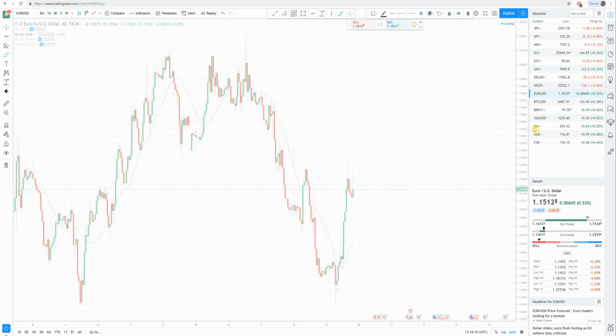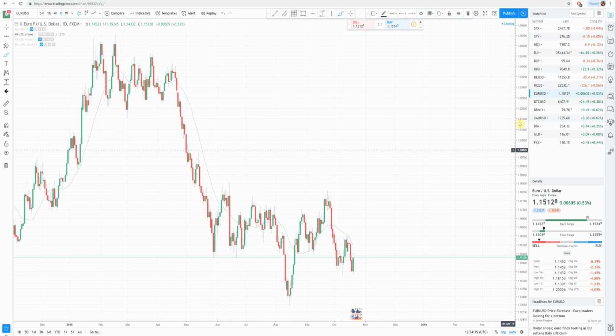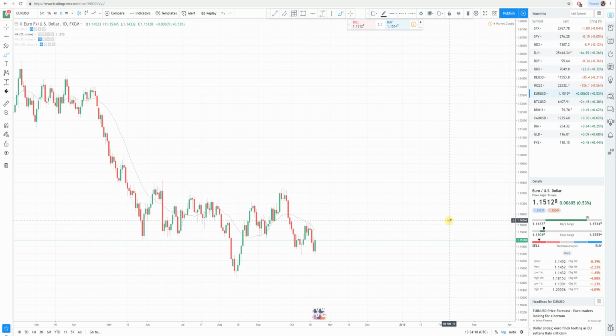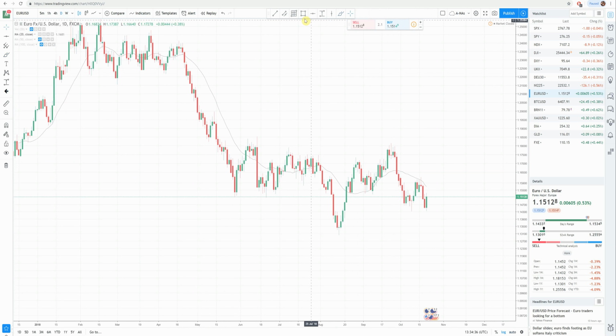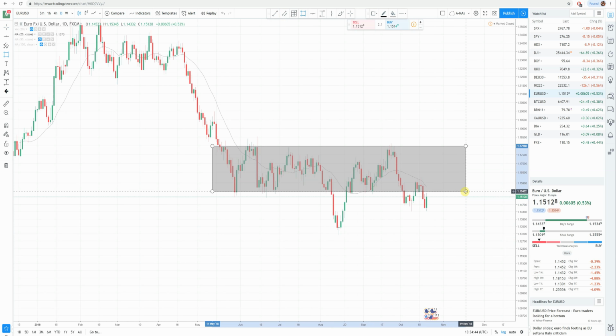Let's go to our daily charts again. The euro US dollar is still consolidating at this point. We are in a consolidation. Let's draw this big rectangle. Yeah, there you go.